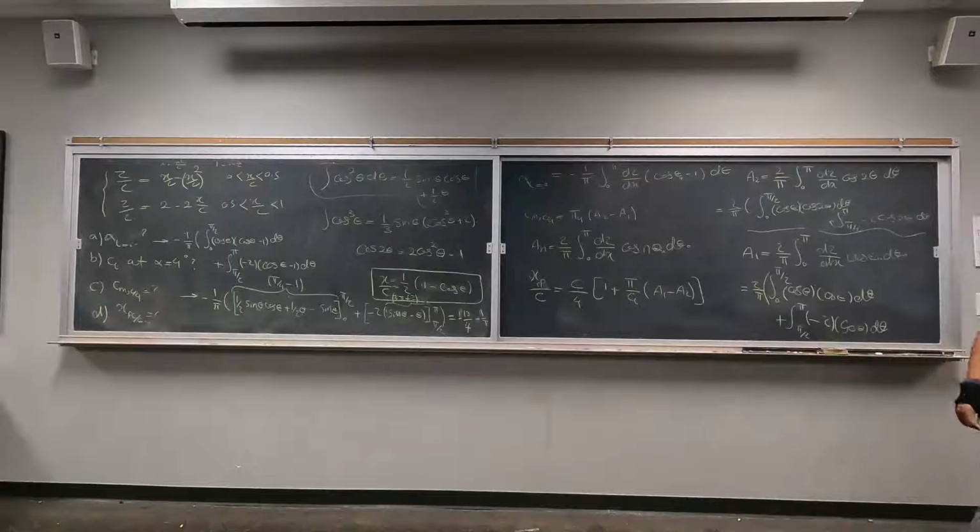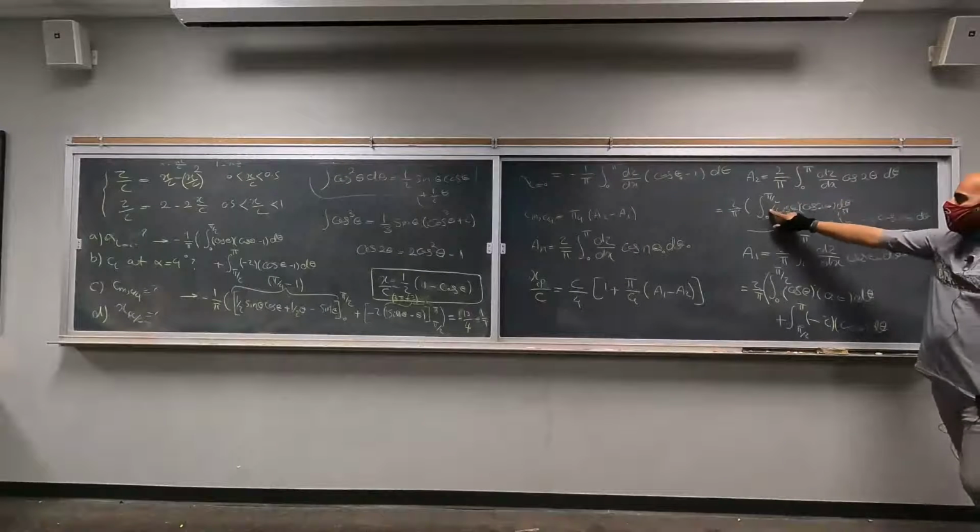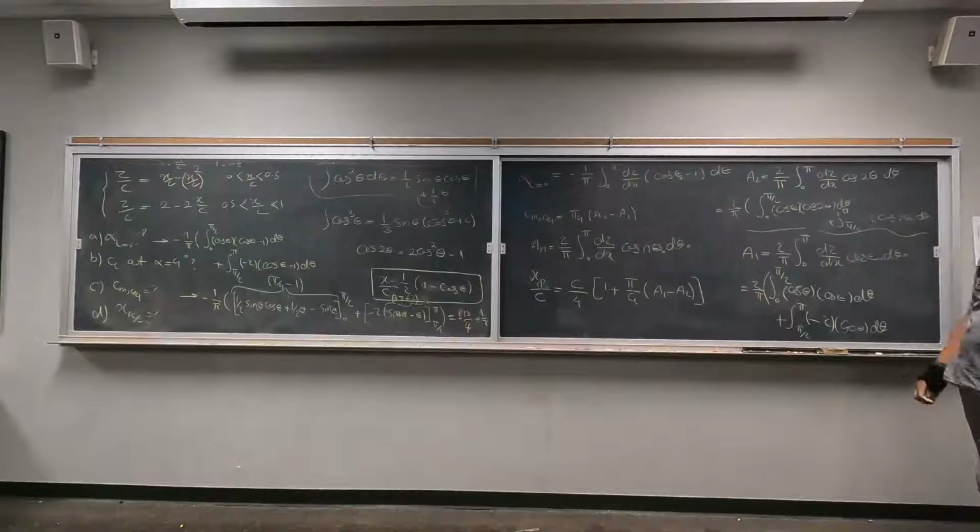Can we take this integral? What is the idea for taking this integral? Cosine of theta multiplied by cosine of 2 theta.